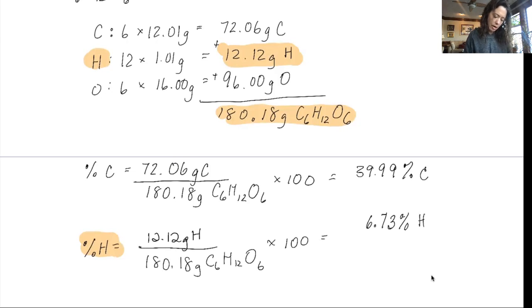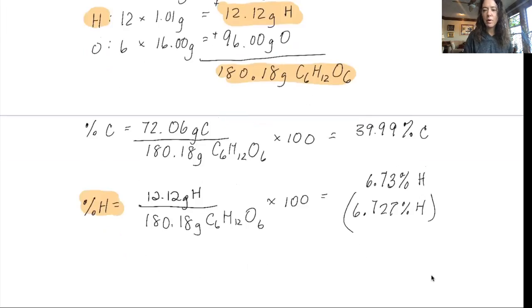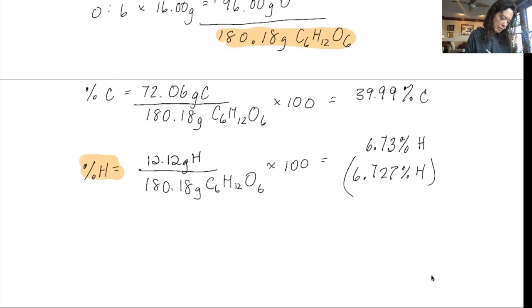Hydrogen, some of you might be cringing. Maybe I should have written 6.727% hydrogen, right? In terms of sig figs. I'm not going to worry about sig figs in this problem. But, you know, there you go.